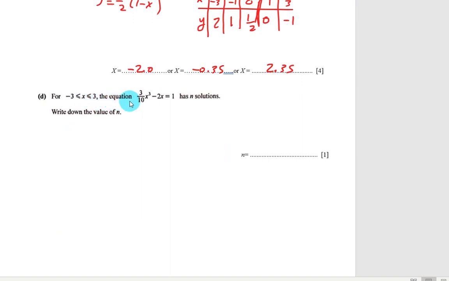The second part of the question: for x bigger than or equal to minus 3 and less than or equal to 3, the equation 3 over 10 x power 3 minus 2x equal to 1 has n solutions. Write the value of n, how many solutions we have? 3. Why 3? Because the power here is power 3, x power 3, so the number of solutions is 3.